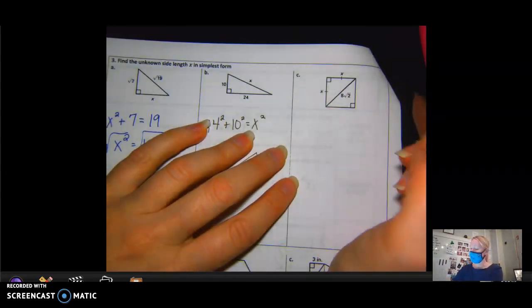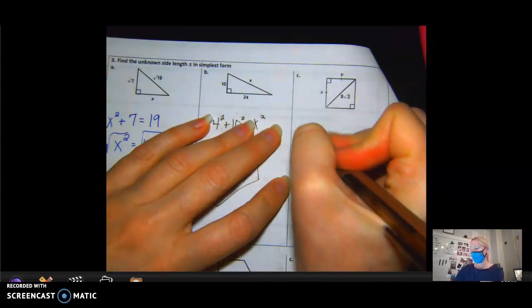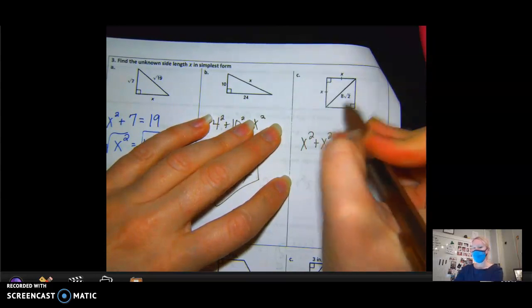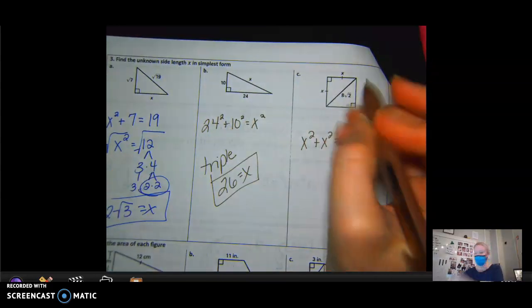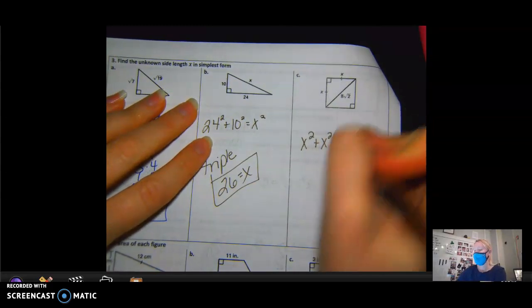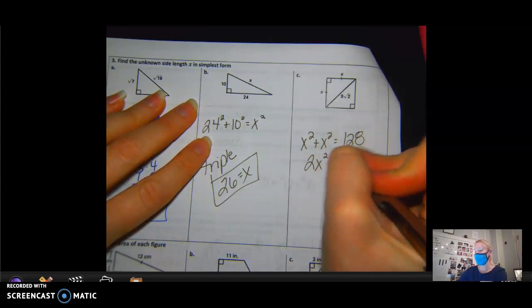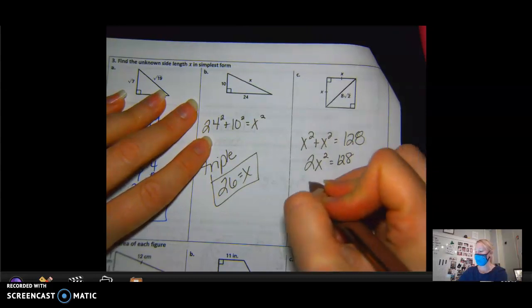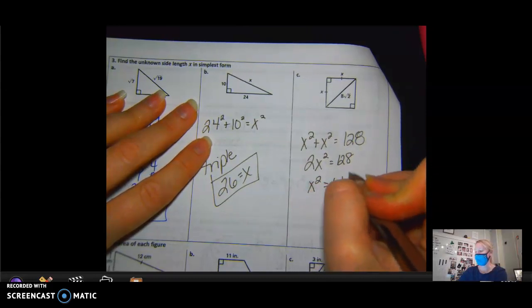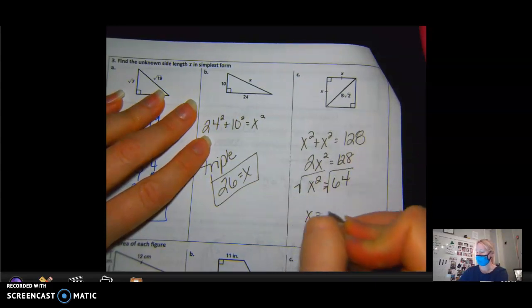Next one, this is x, and this is 8 square roots of 2. So x squared plus x squared equals, what is 8 square roots of 2 squared? Yes. So what you actually have here is you have 2 sets of x squared equals 128, right? So how do you get x squared by itself? Divide by 2. So I actually get x squared equals 64. Square root both sides, and what's x going to equal? There we go.